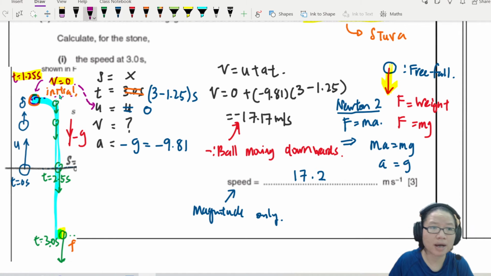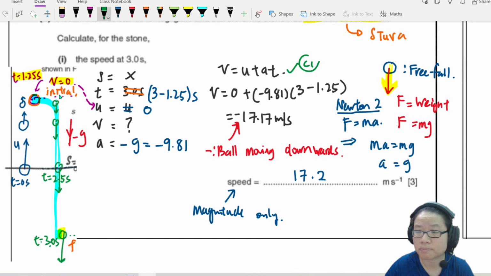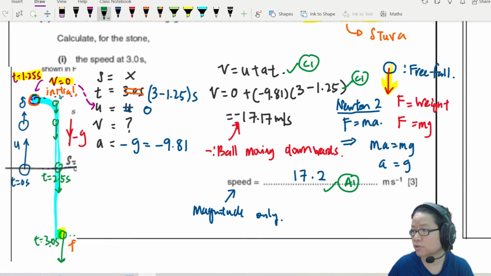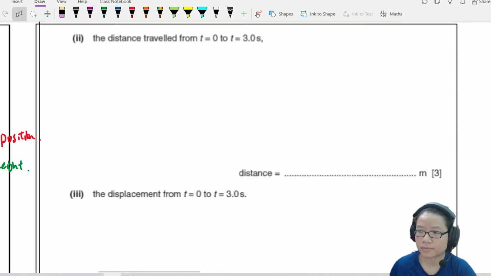All right, so where are the marks? If you choose the right equation, you get 1 mark, C1. Okay, any equation that makes sense now. All right, substitute, you get a mark. Final answer correct, you get a mark. You should not put a negative sign because it is speed. If it's velocity, you should put a negative sign. Okay, let's move on to the next part of the question.